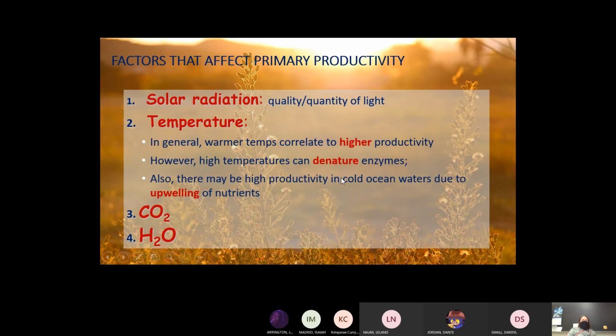Also, high productivity in the cold ocean waters due to upwelling. So we talked a whole lot about upwelling with El Nino and getting those nutrients pulled up. So you do need some of the cooler temperatures as well. CO2, lots of. That's why plants grow really, really well right next to roadways. They get loaded with CO2. And then obviously water.